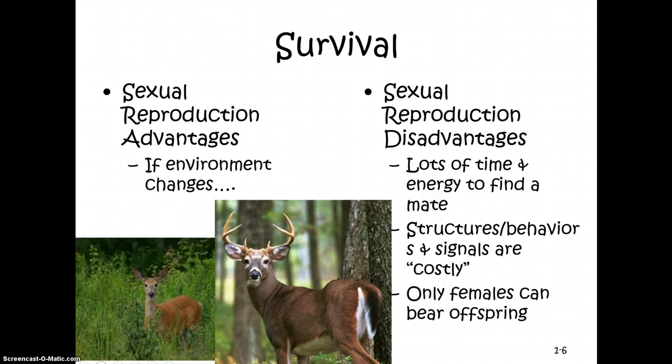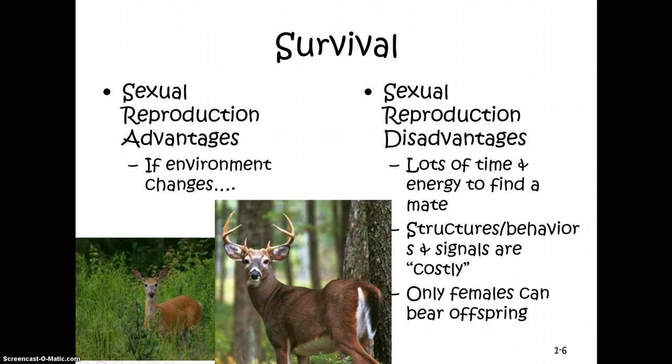Alright, so structures and behaviors and signals are costly. Birds are another great example of these. The males try to attract females, in most cases, with a very beautiful bright plumage. Really bright feathers. Well, that's great unless you're trying to hide from a predator, and then your beautiful red and blue and green feathers are going to stick out like a sore thumb against the vegetation you're trying to hide in.